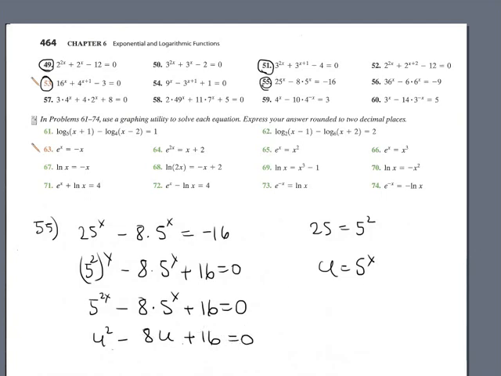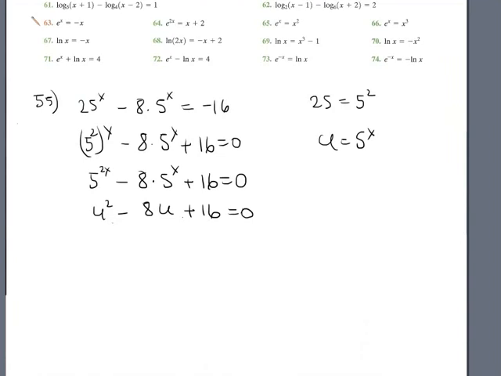Then the factorization: this is a perfect square trinomial. This is two parentheses, u minus 4, u minus 4. So the answer is u equal 4. It's only one repeated answer. The u is 5 to the x, so 5 to the x equals 4. Apply the logarithm on both sides.